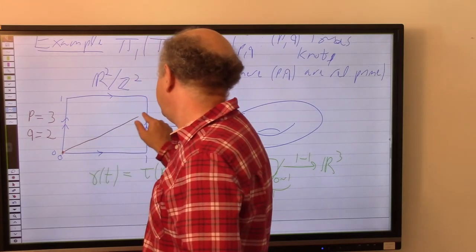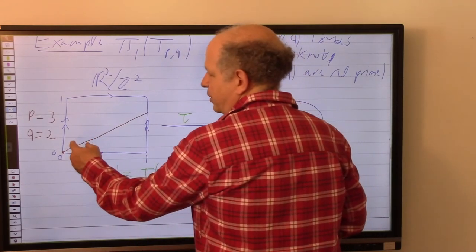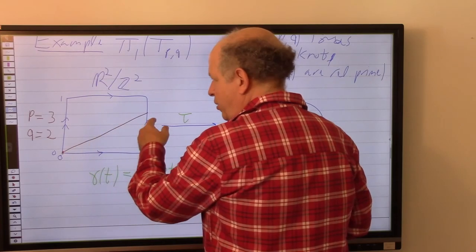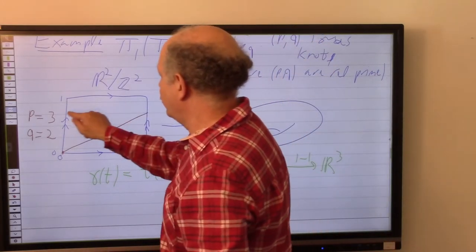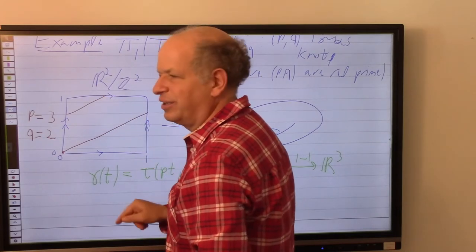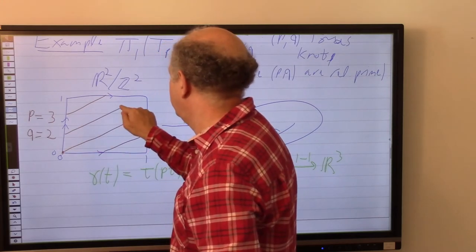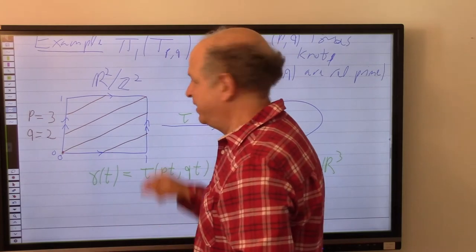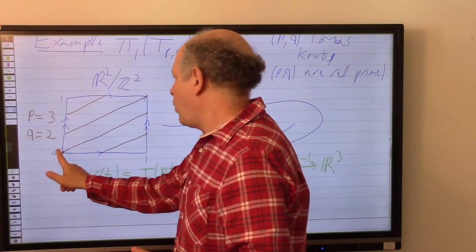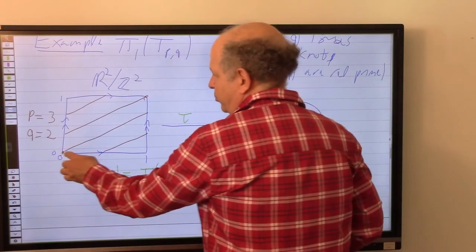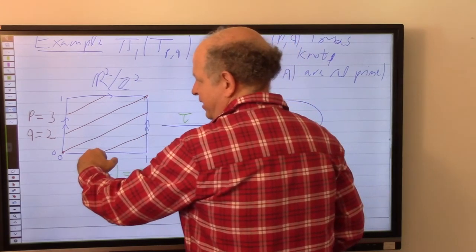So when t runs until 1/3, you get to here. Then you reappear here and continue to here. Then you reappear here and continue to here. Then you reappear here and continue to here, and you're done. And you came to the beginning. While doing this, you went three times from left to right, 1, 2, and then 3, and only twice from down to up.